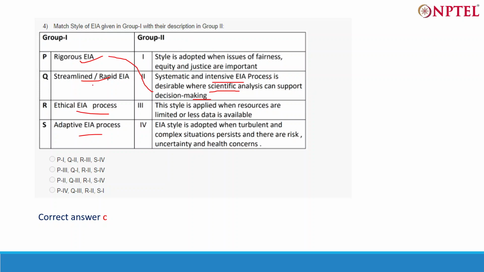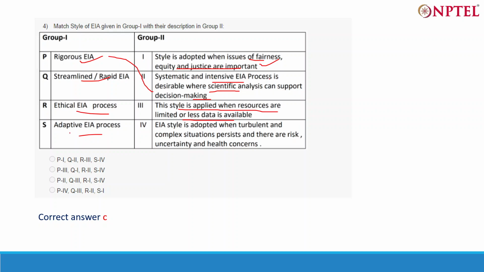Then we have streamlined EIA, which is basically the style adopted when resources are limited or less data is available. So where very little data is available, we pull up whatever data is available, streamline it and do a rapid EIA. And ethical EIA is the style adopted when issues of fairness, equity, and justice are more important, like in some cases of tribal communities where EIA is done.